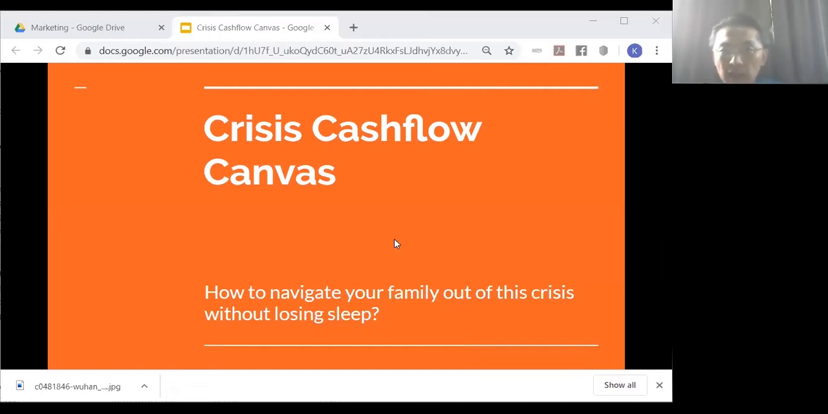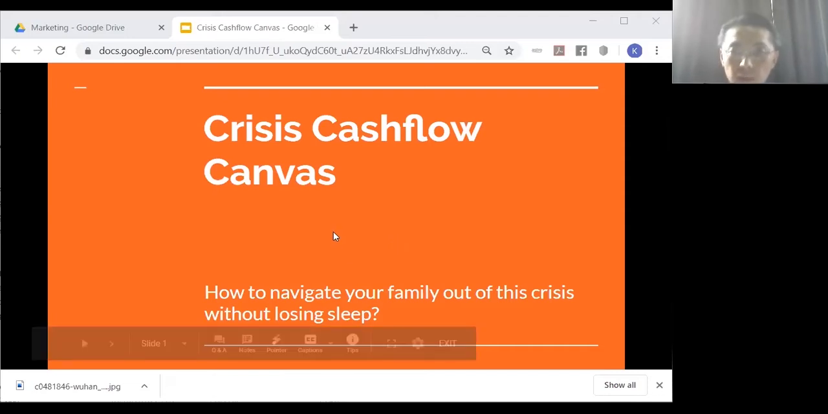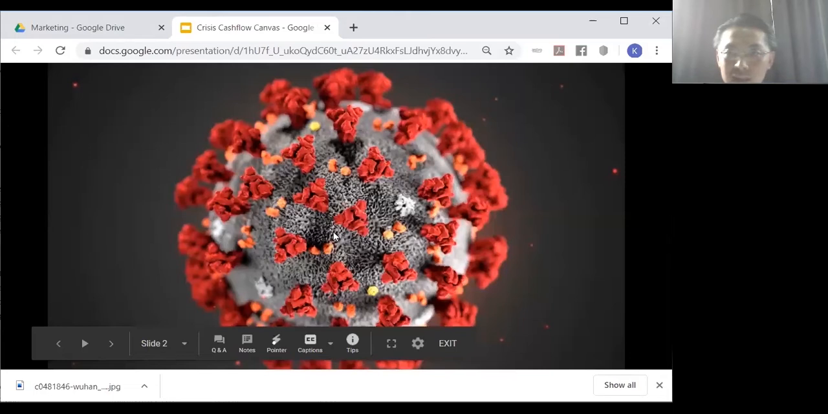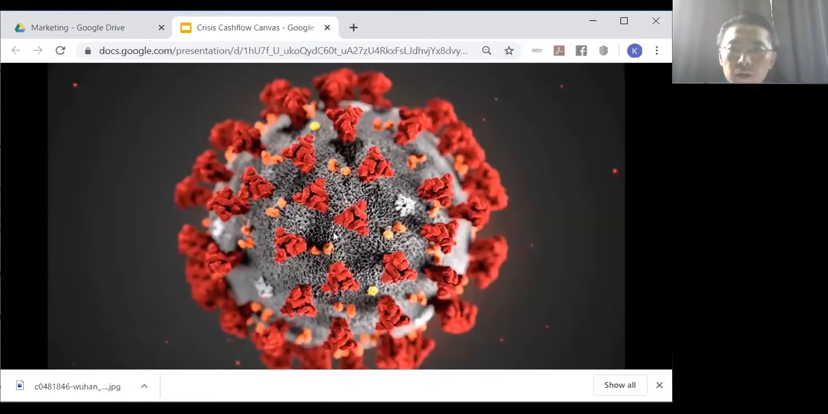The crisis cash flow canvas is an important tool that we can use during a crisis. It's just a piece of paper, but how you use this piece of paper can essentially guide you and navigate your family out of this crisis without losing sleep. I think many of you know what this is already. Yeah. So essentially, a crisis, right?